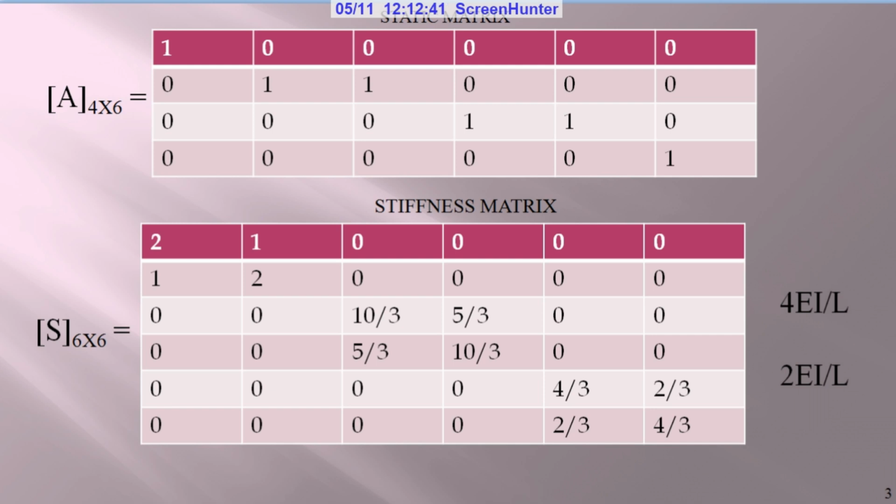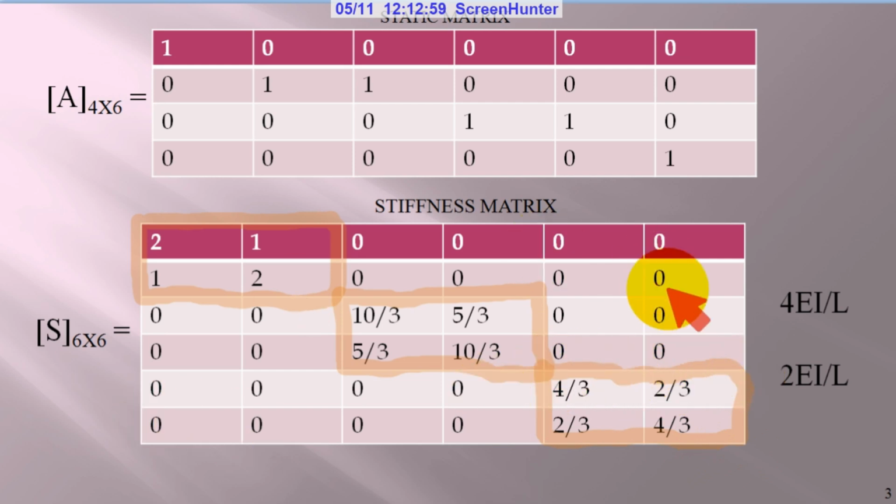In this, this represents the first span, this represents the second span, this represents the third span. Rest all the elements 0. And I have mentioned here that the values will be 4EI by L and 2EI by L. So let us see for the first span.